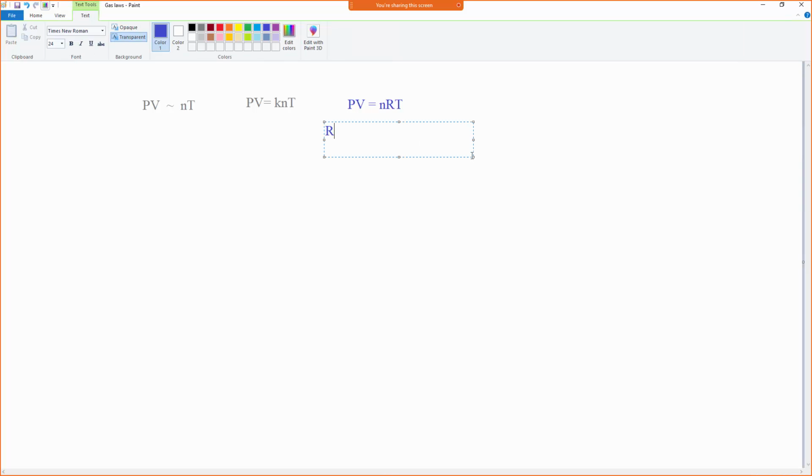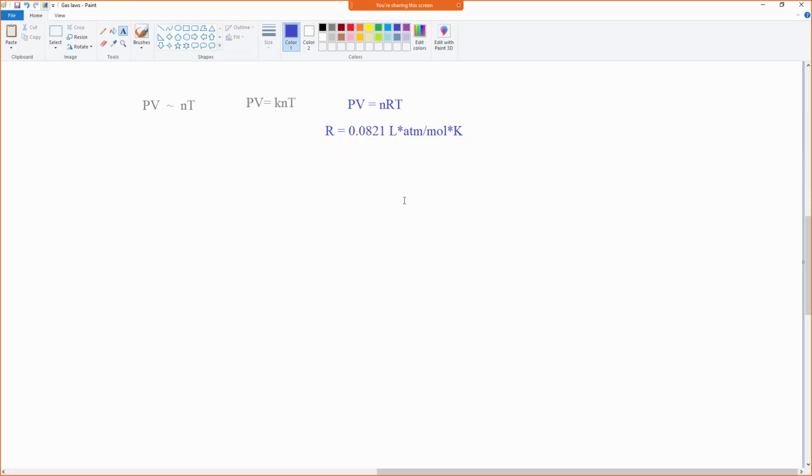And R, again, I will give this to you. It's in your equation sheet. R is equal to 0.0821 liters atmospheres per mole K. Now, these are just the units that are required to make this work. And you can actually find R in a lot of different units. Of course, if the units change, then the value changes. But I'm giving you this one in these particular units. And on your equation sheet, I also do give you the ideal gas law right here.